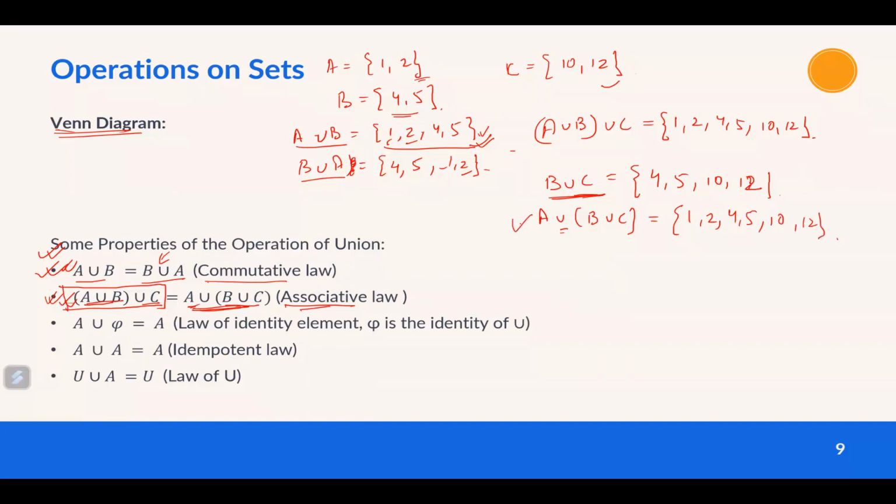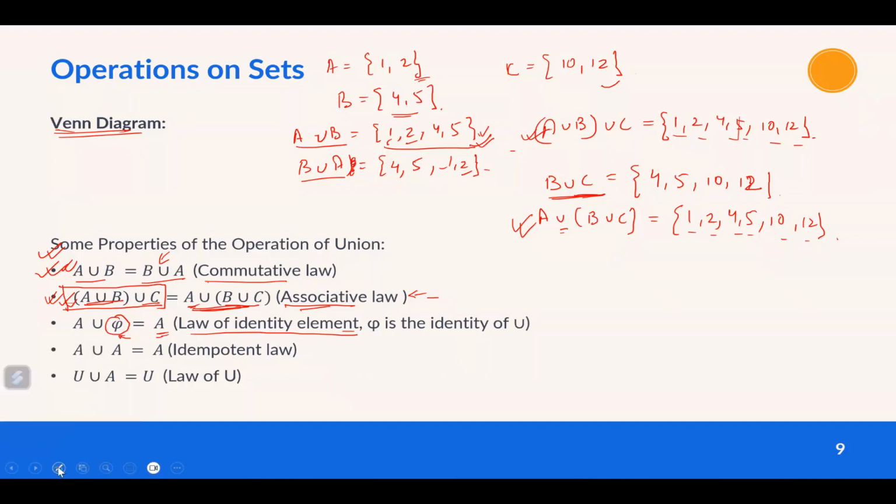Now if you notice, this set and this set are the same: 1, 2, 4, 5, 10, 12. This also contains 1, 2, 4, 5, 10, 12. So the associative law holds. Now if you do A union phi, where phi denotes an empty set, then you will get A. This law is known as the law of identity element. The set phi contains no element, and when you do the union of set A and this empty set, obviously you will get a set which is just the same as the set A.